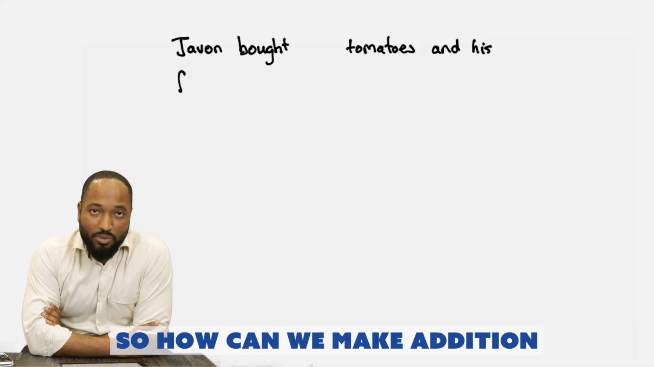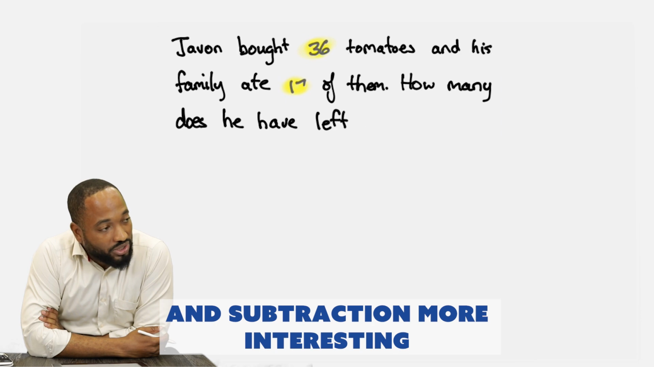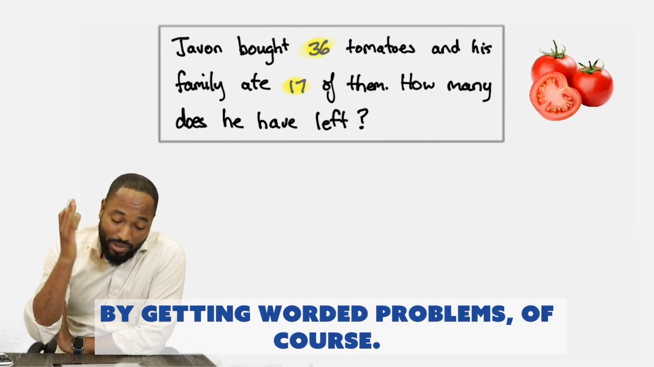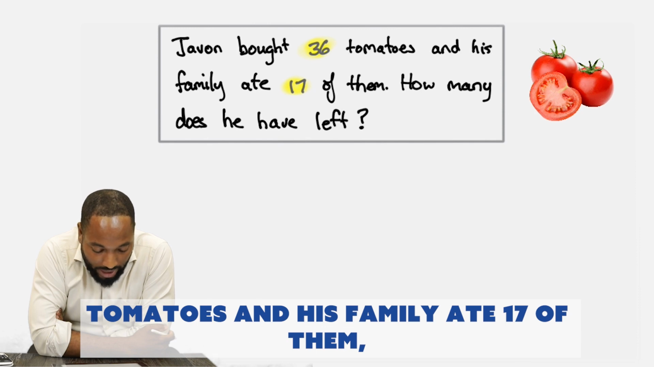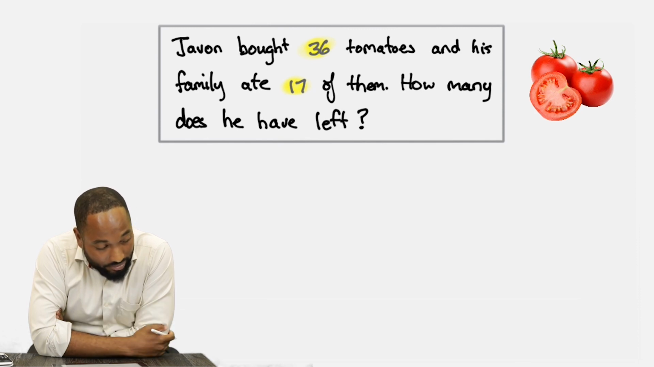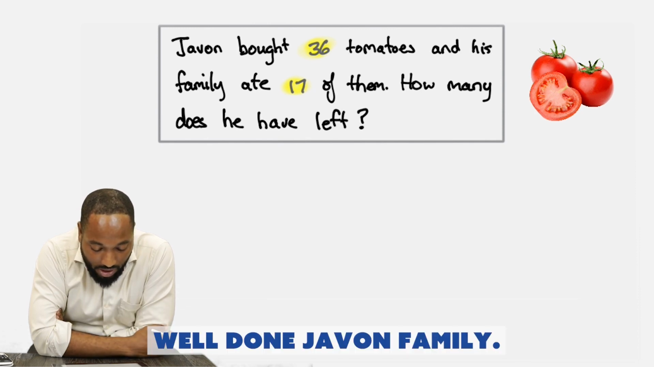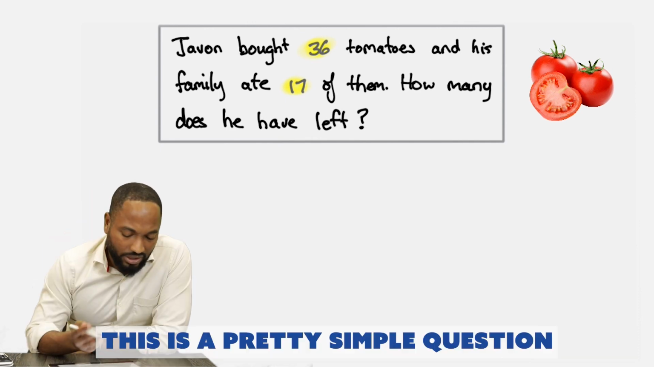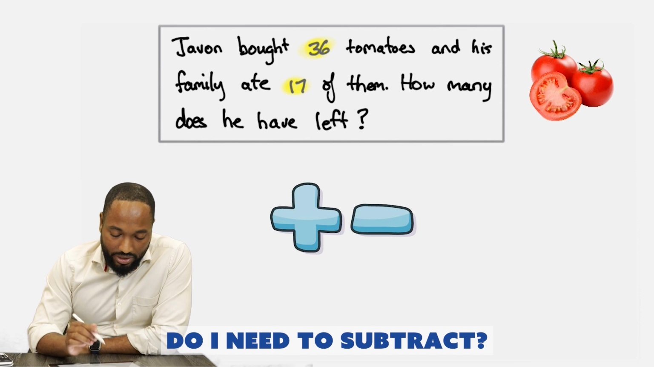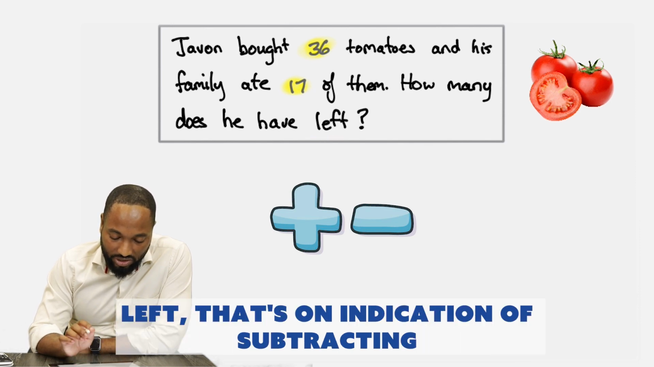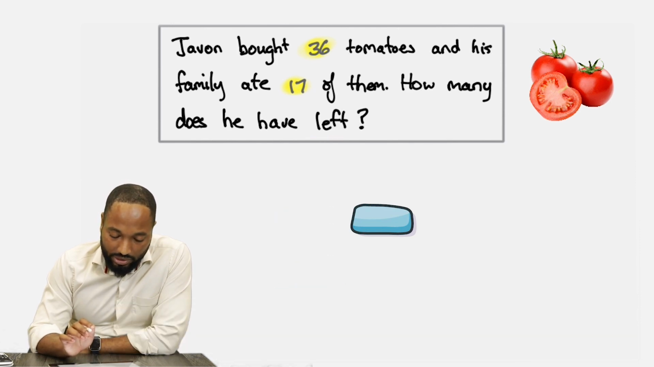So, how can we make addition and subtraction more interesting? By getting worded problems, of course. Jaden bought 36 tomatoes and his family ate 17 of them. Well done, Jaden's family. How many does he have left? This is a pretty simple question. Do I need to add? Do I need to subtract? Left, that's an indication of subtracting.